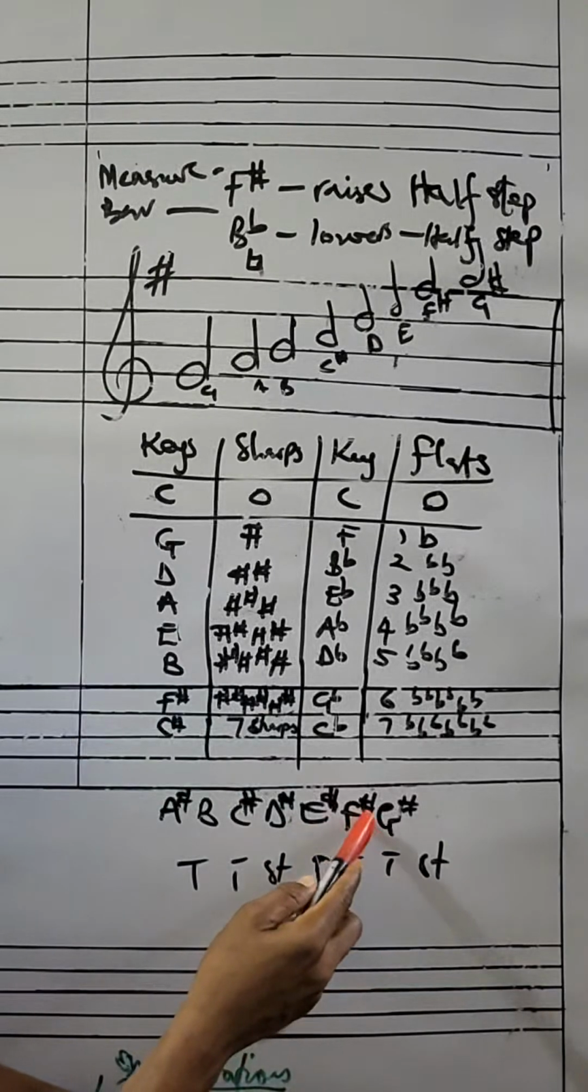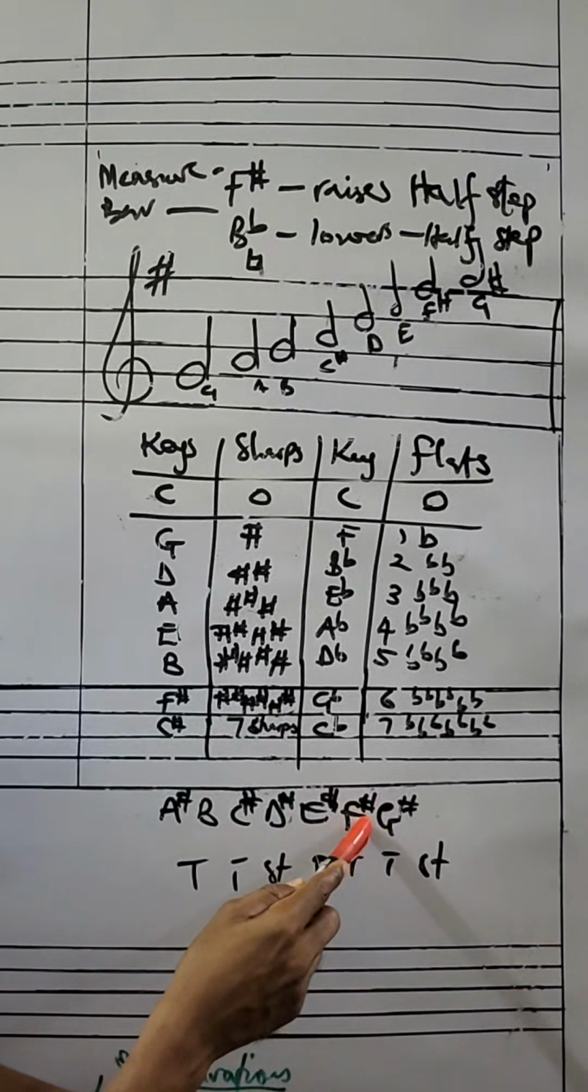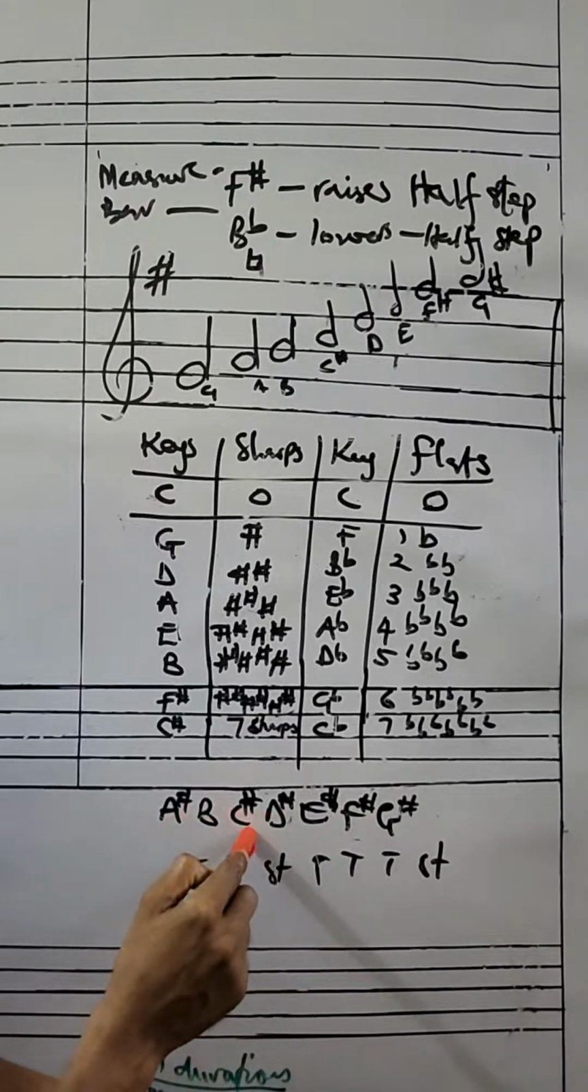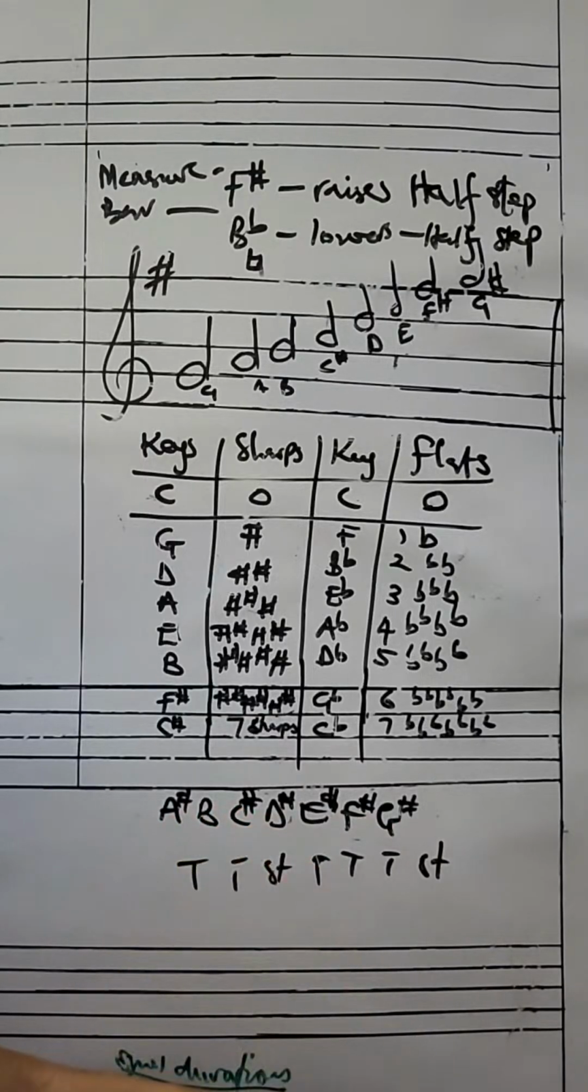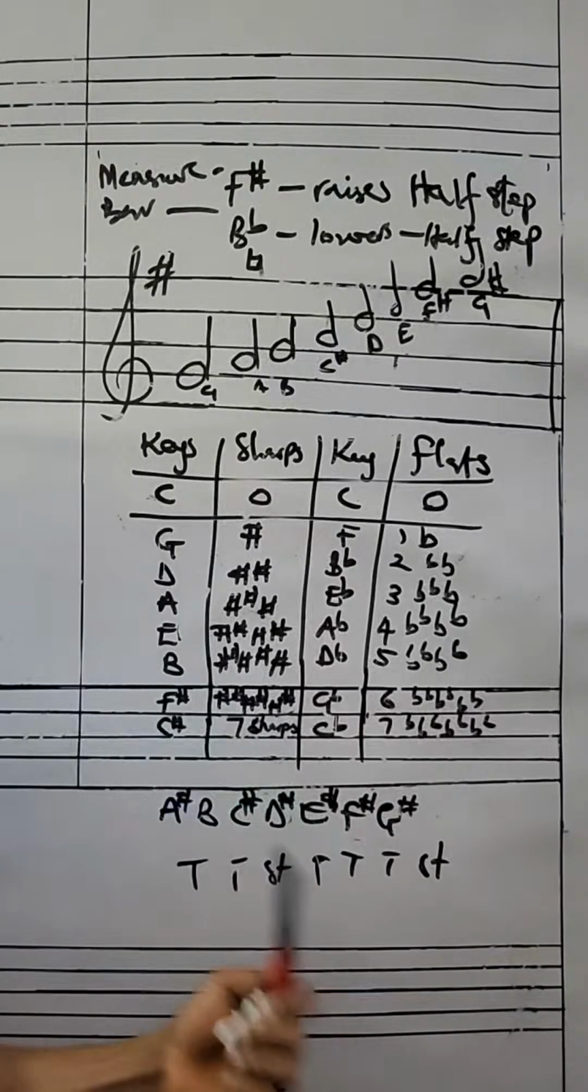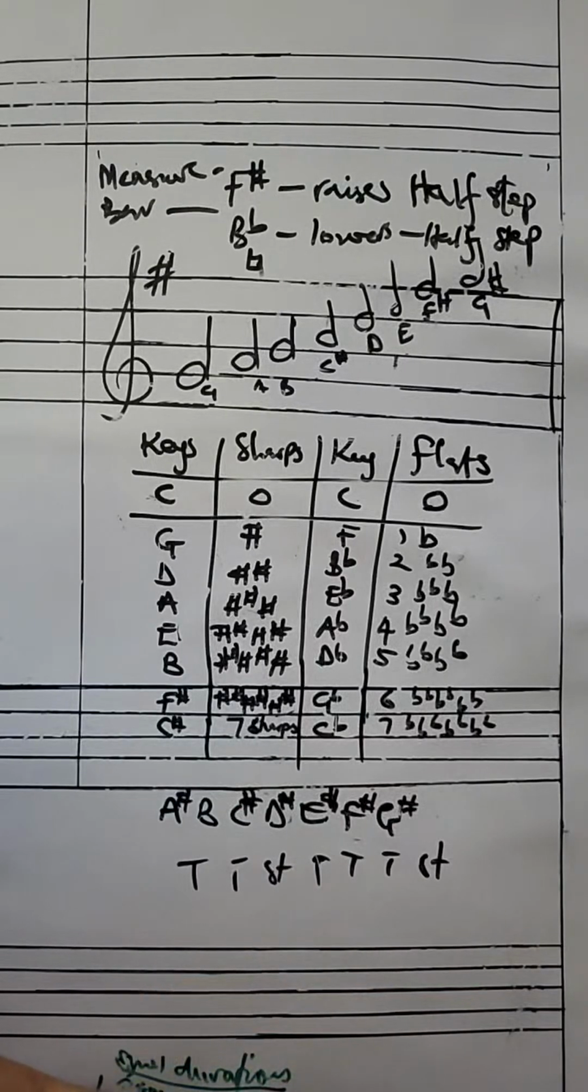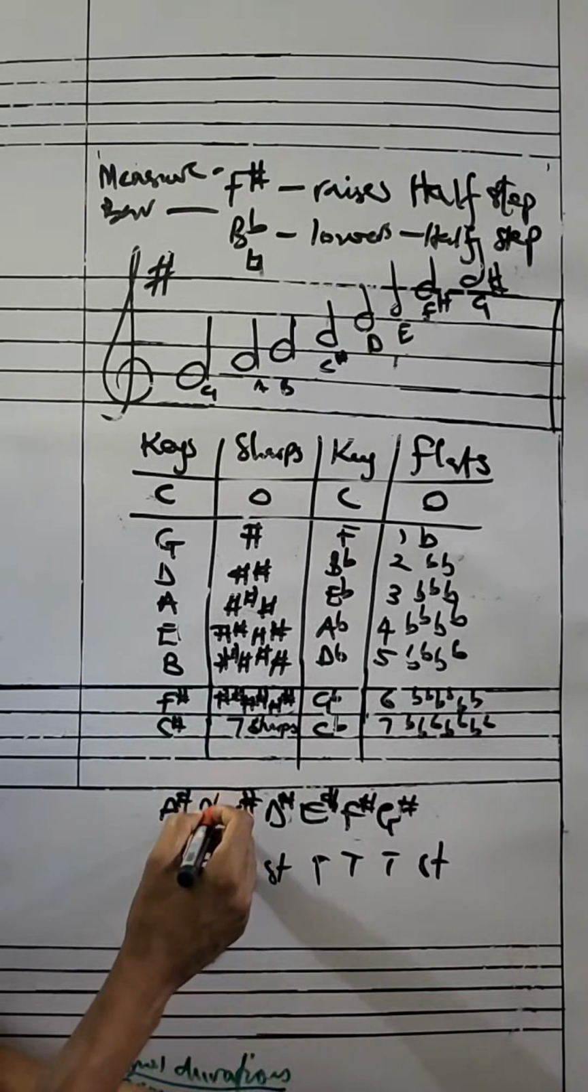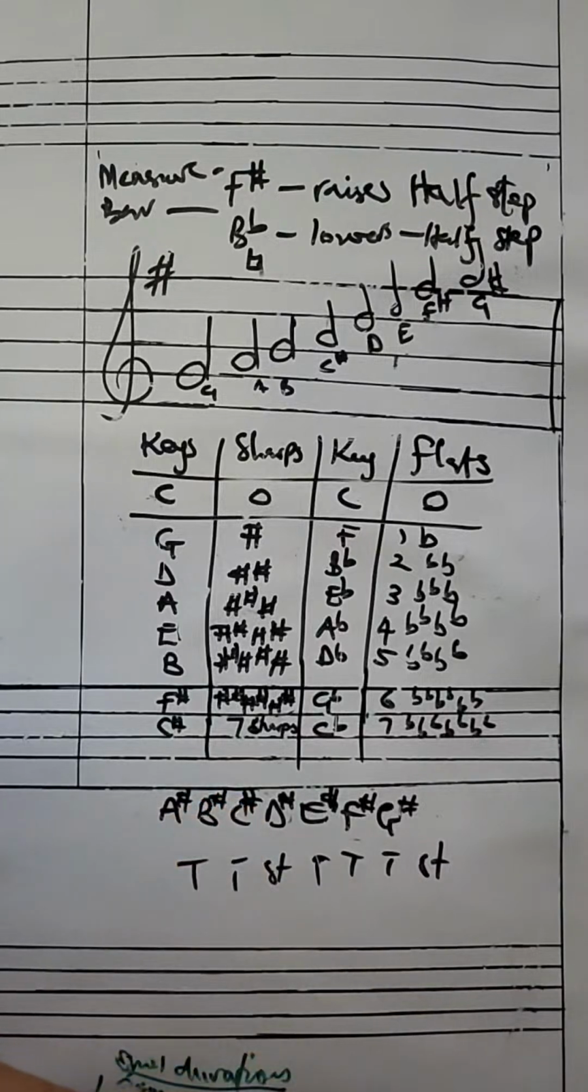Now we are on F sharp. Now we count 5, 1, 2, 3, 4, 5. The next key that should have 7 sharps is your C sharp. So which note should be sharpened? Your B sharp. So here we have the 7 sharps.